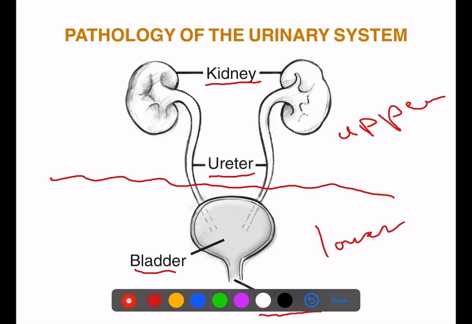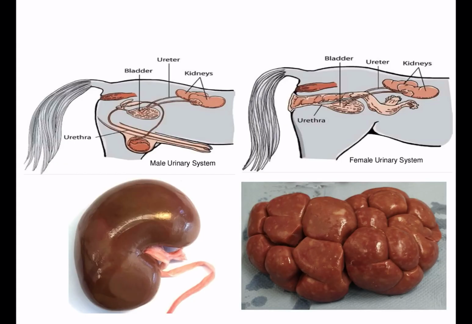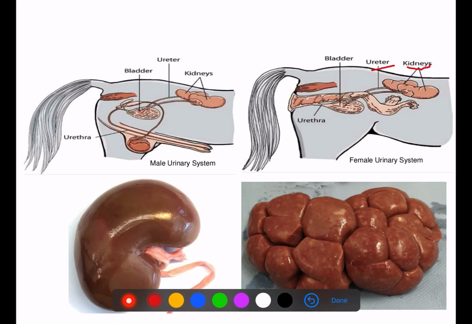The terms upper urinary system and lower urinary system are used mainly to indicate infection. We speak of upper urinary system infection and lower urinary system infection, which helps us define the etiology of infection. The anatomical structure, as we mentioned before this slide, is composed of the kidney, ureter, bladder, and at last the urethra.